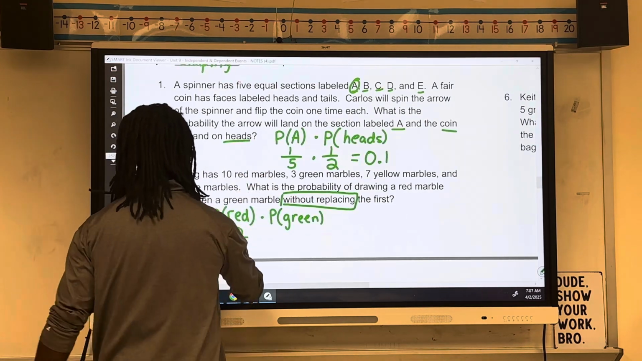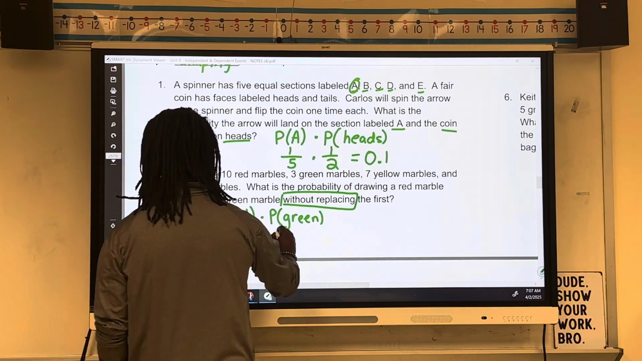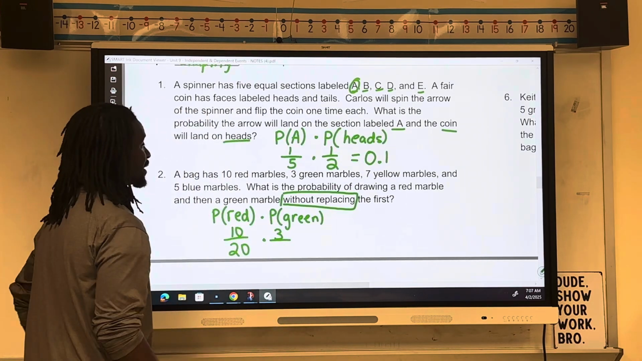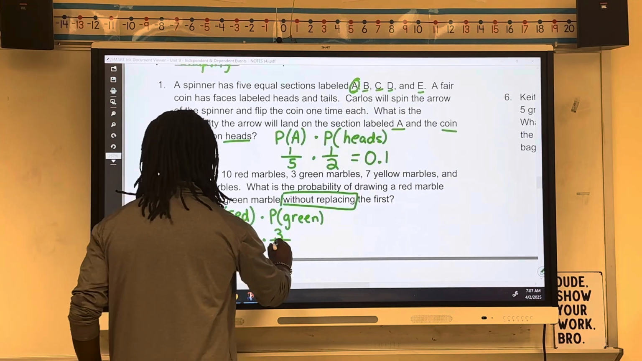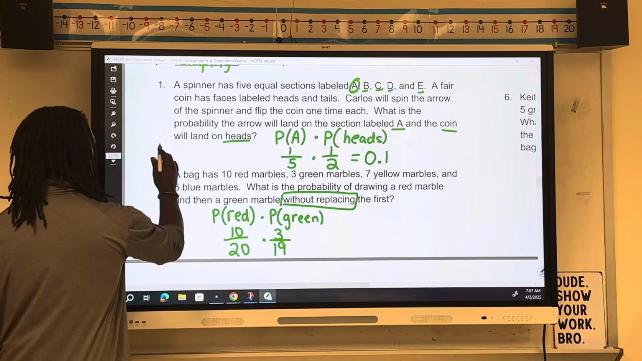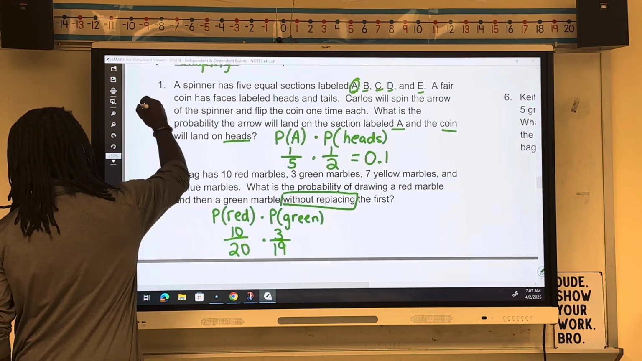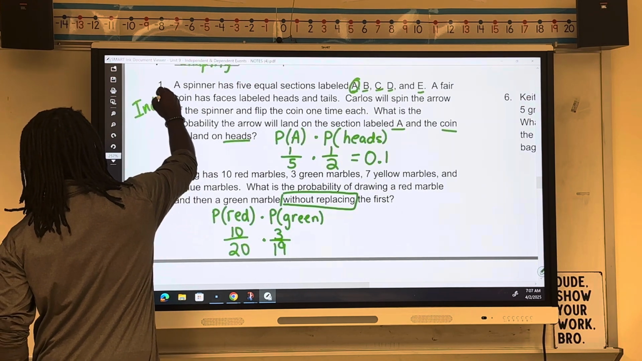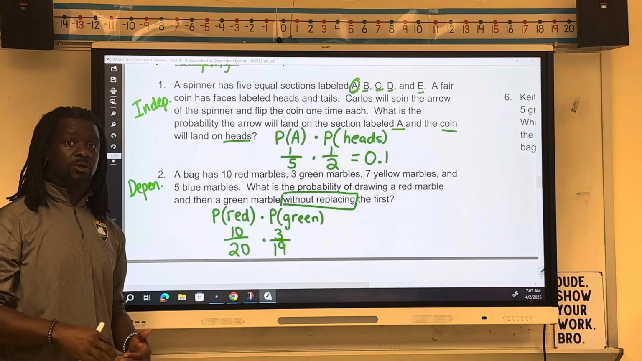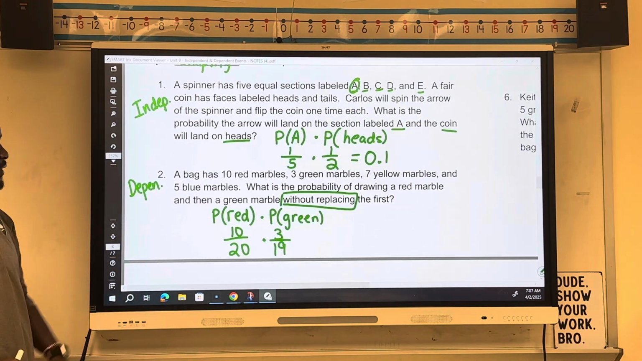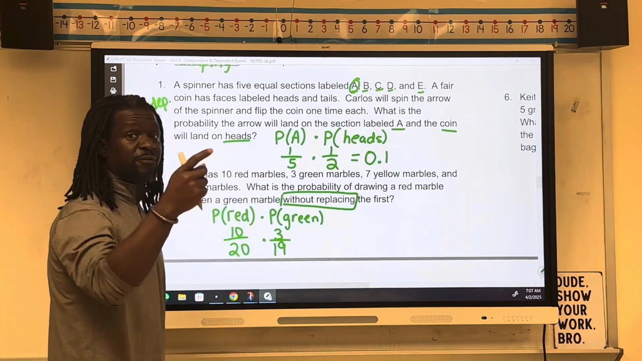We got 20 total times the probability of getting a green is 3, but because we did not replace it, this is dependent, okay? And so therefore that is 19. And I probably should have, it might be helpful when you start doing these problems, to find out whether or not it's independent or dependent. That way you know if your total is going to be changing. Okay, so I probably should have done that. All right, make sure you do that for the following ones.